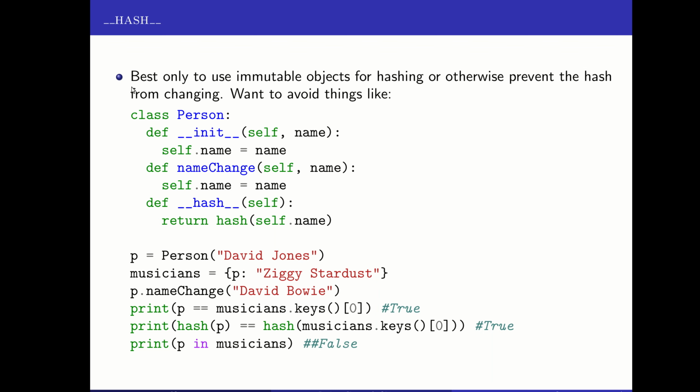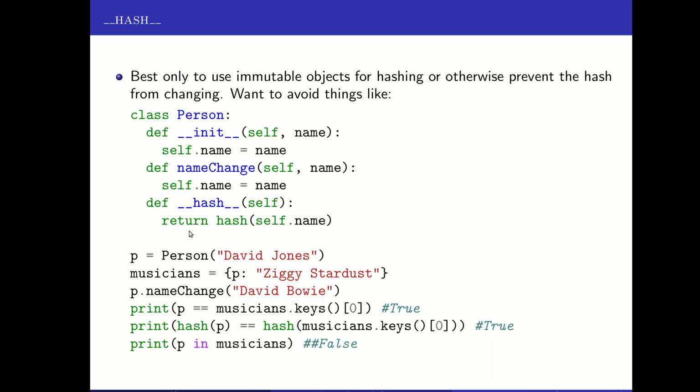We want to avoid things like what I'm showing here. If I create a person class and then I allow the person's name to change, but I base the hash function on the name, you see here I'm hashing the string because strings have a built-in hash function themselves, that seems valid except for the fact that if the name changes after the person has been stored as a key.